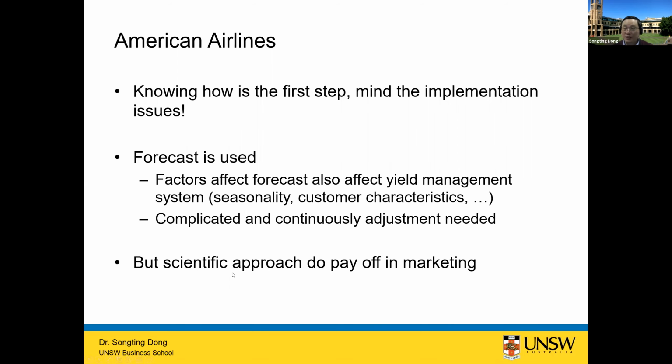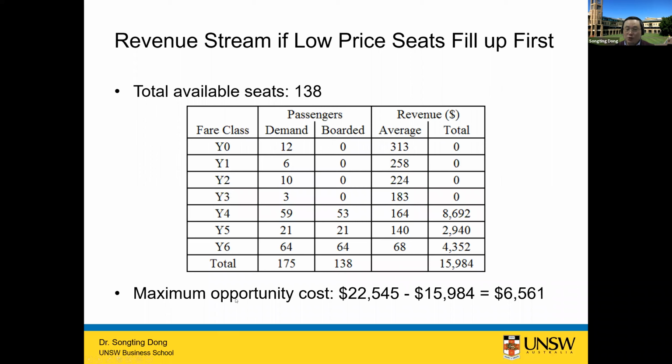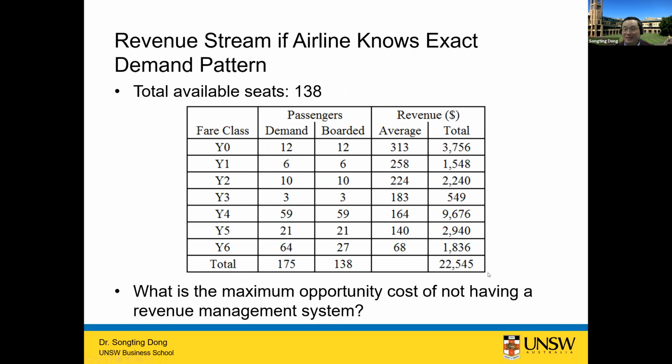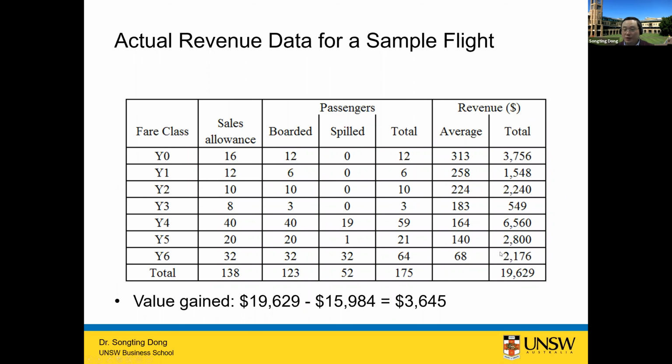That's a scientific approach, and it gets you a lot of money. We have already shown this comparison called opportunity cost. Opportunity cost is compared to the best scenario. In this worst case, the opportunity cost is maximum. You can potentially make this amount of money, but you only make this amount. So the opportunity cost is 61,561. On the contrary, here the opportunity cost is about 2,000 something, and compared to the worst case, you gain 3,600, even though the plane is not filled up.